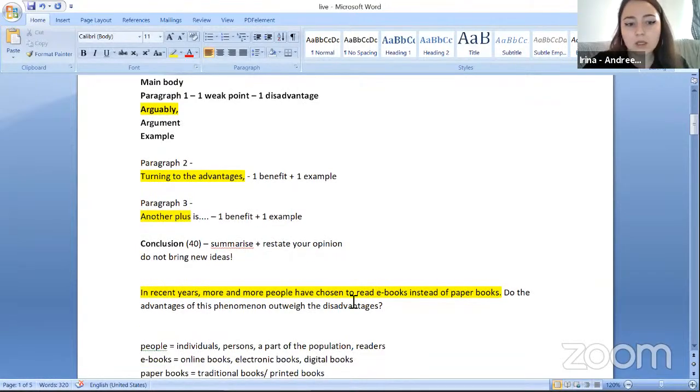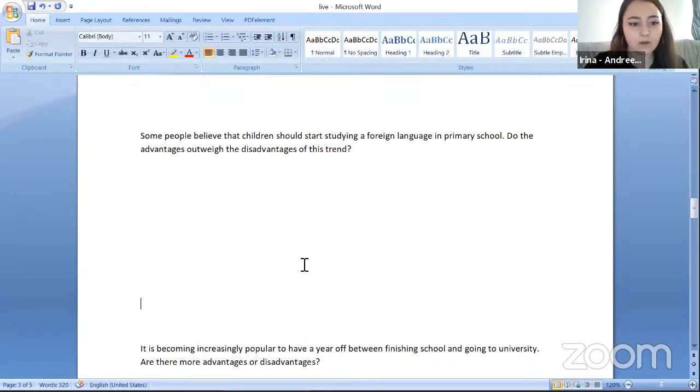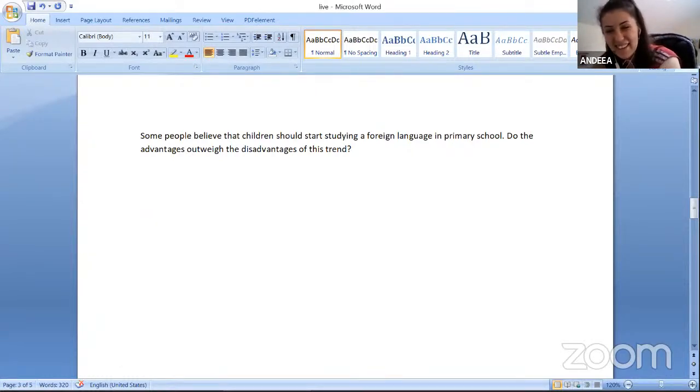Okay. Let's discuss just one more topic. For example, this. Some people believe that children should start studying a foreign language in primary school. Do the advantages outweigh the disadvantages? Yes. Okay. So agreed. Now let's argue. So there are more advantages, you said, yeah? When you have more advantages, can you tell me the structure?